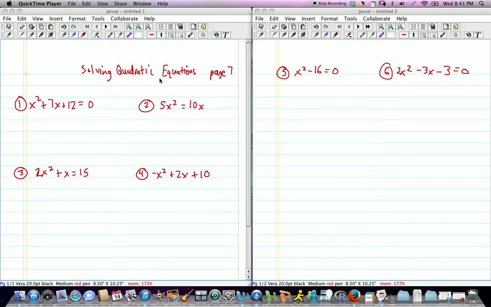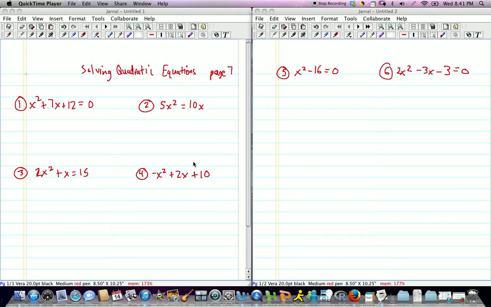And in order to solve these, they must be equal to 0. If it's not equal to 0, you must manipulate it so that it can equal 0. Also, there's several ways to solve these. If you can factor the quadratic, like we just spent time doing, and you're very comfortable doing that, then you can save yourself a lot of work sometimes. So I'm going to do some of these by factoring.